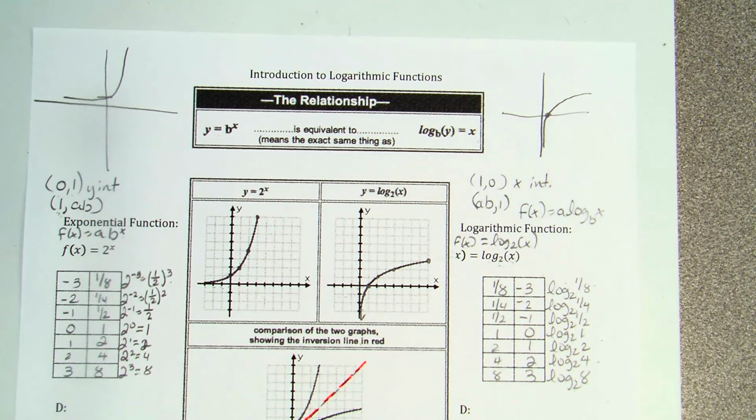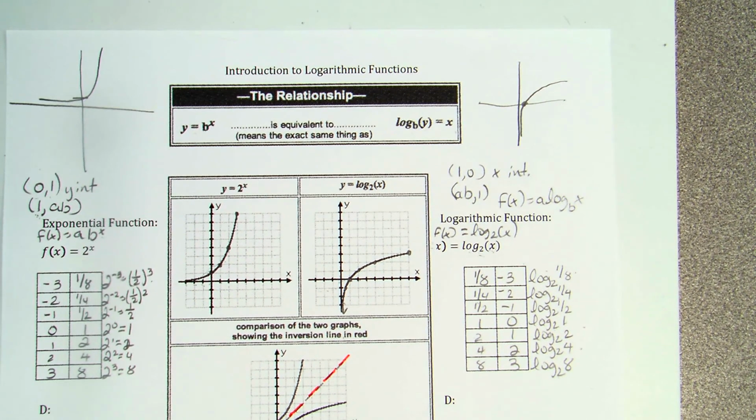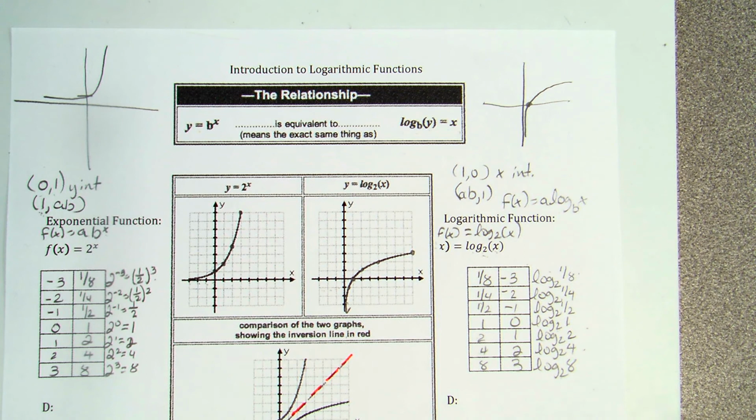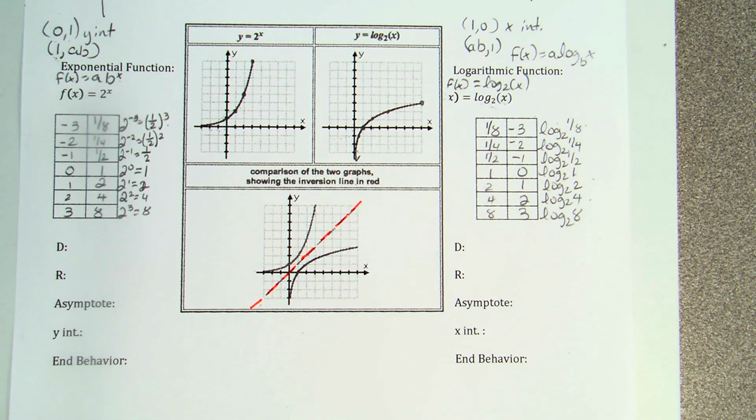So I'm going to stop this video here. It's almost 10 minutes long, so I'm going to stop and then I'm going to do another one talking about the domain, the range, the asymptote, the y-intercept, and the end behavior of each one of these.